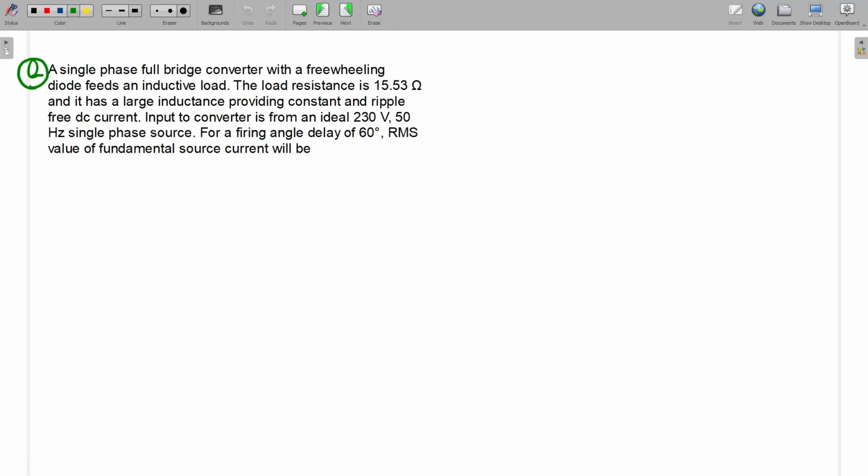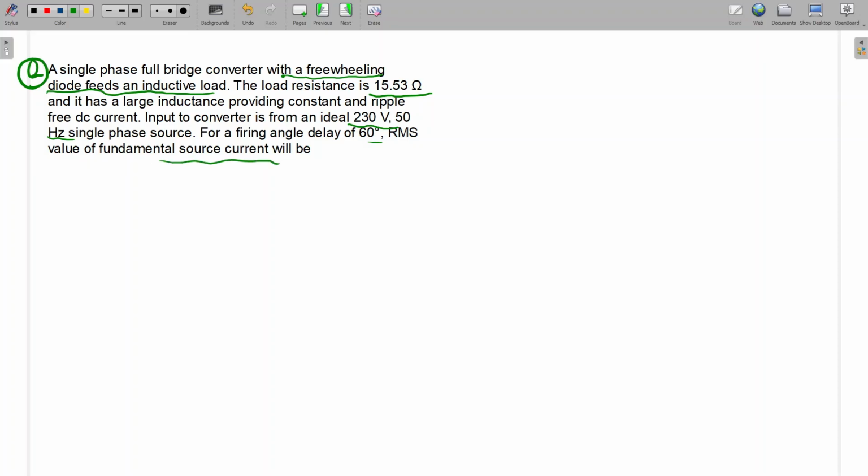So this is the next question. Here a single phase full bridge converter is given with a freewheeling diode. So it is a semi converter. When a single phase full bridge converter has a freewheeling diode, it will be a semi converter. The load resistance is 15.53, with large inductance and ripple free current, meaning the output current we are assuming as constant. We are supplying a 230 volt 50 hertz voltage, and for 60 degrees, what will be the RMS value of the fundamental source current?